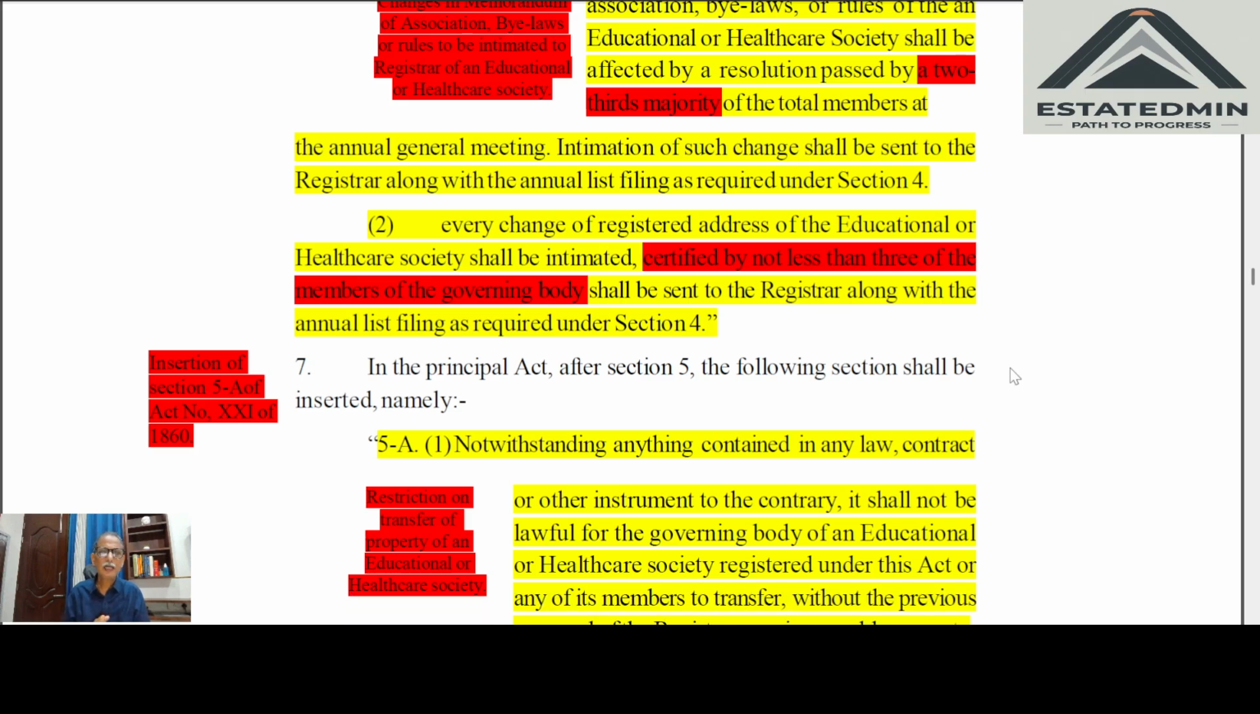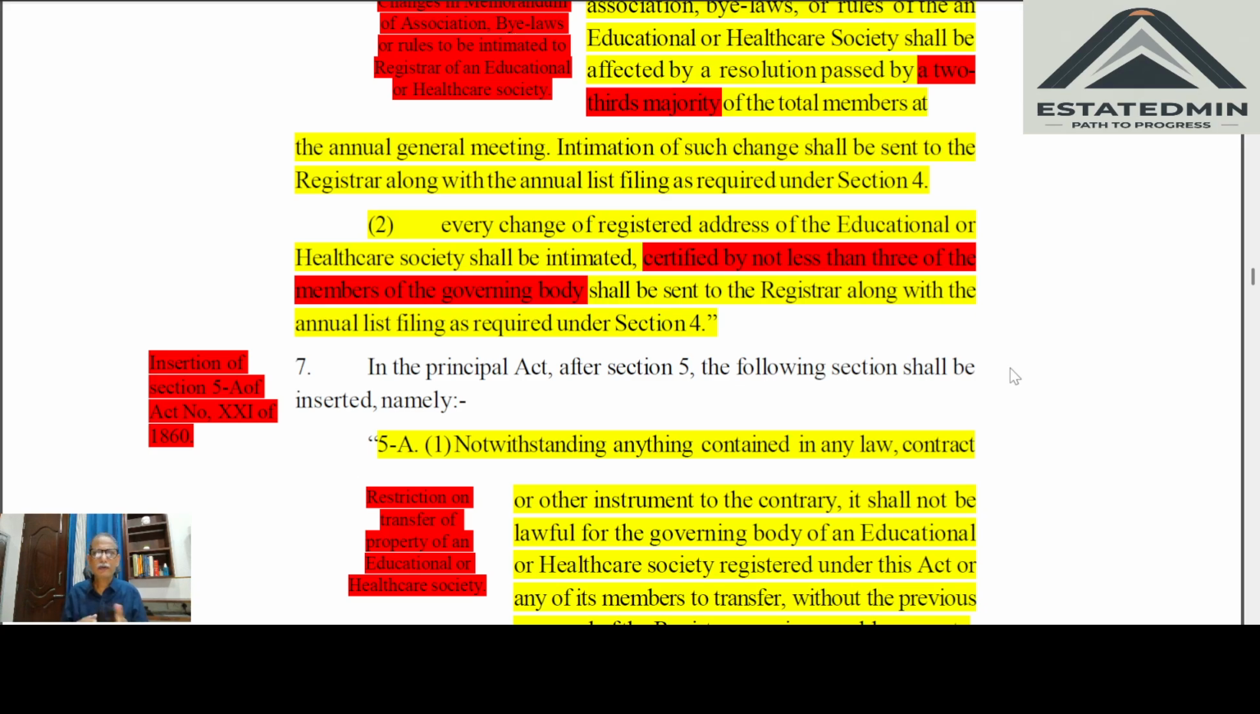Then number 2 is, if there is any change in the registered address for any reason, the registered office has to be shifted or relocated, then a certificate to this effect has to be submitted to the registrar with the annual list of filing, that is under section 4, and this certificate should be signed by at least 3 of the members of the governing body.